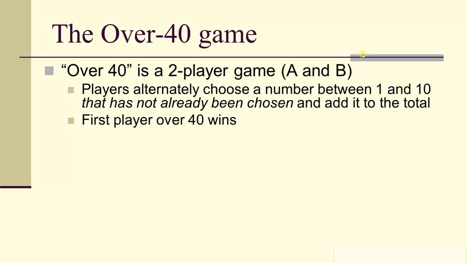So Over 40 is a two-player game. Players choose a number between 1 and 10 inclusive, but they can't choose one that's already been chosen. They add it to the total. First player over 40 wins.